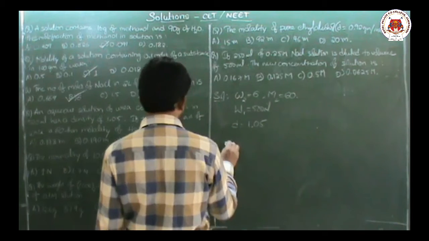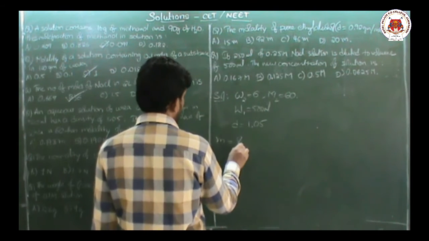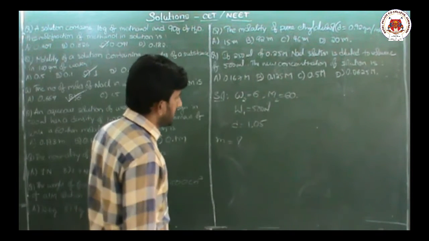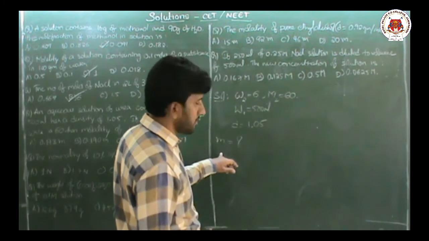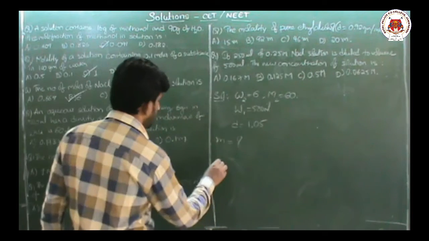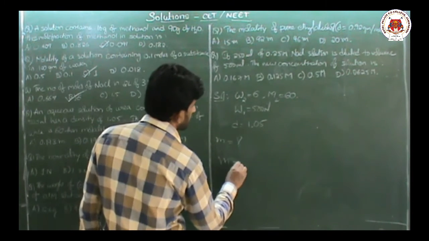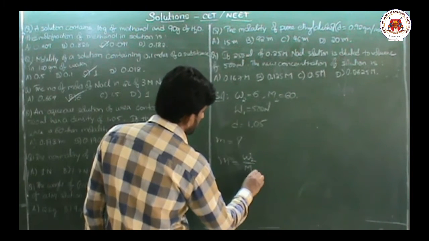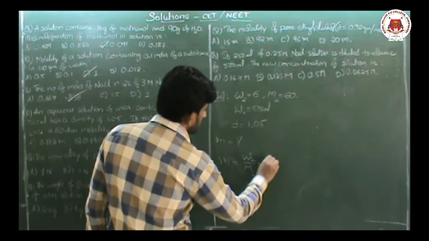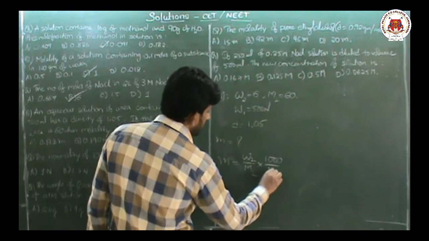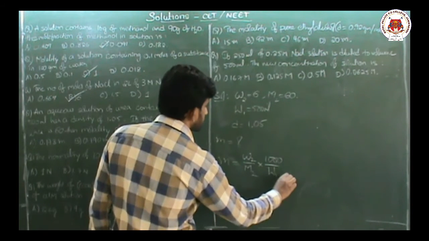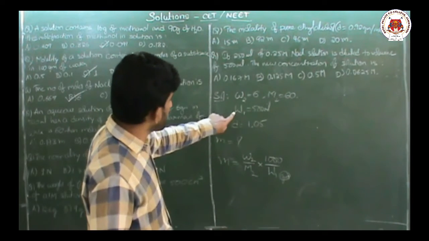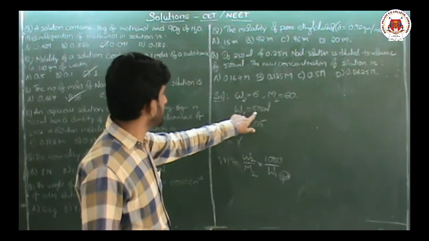Then the molarity of the solution will be. The molarity formula is W2 by M2 into 1000 by W1 in grams, no? But instead of giving W1 in grams, they have given the volume.